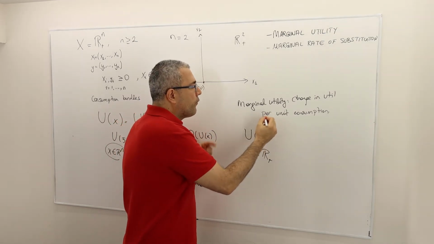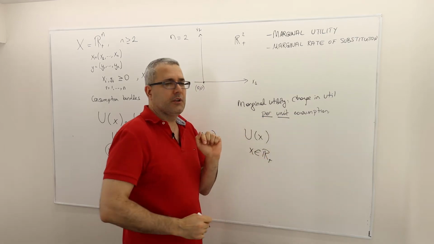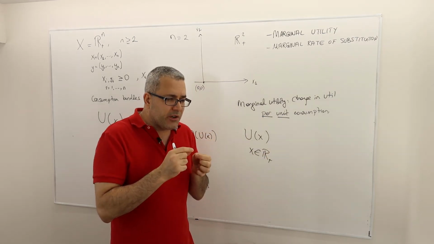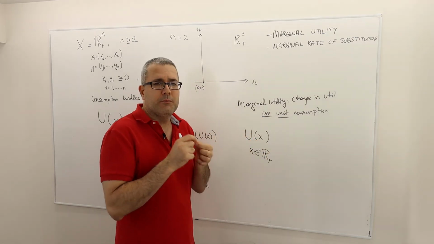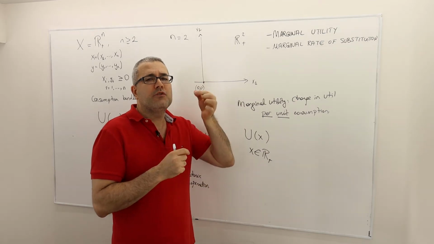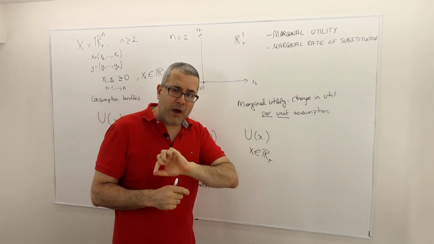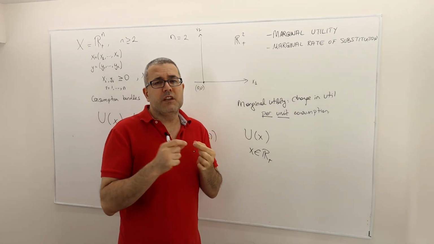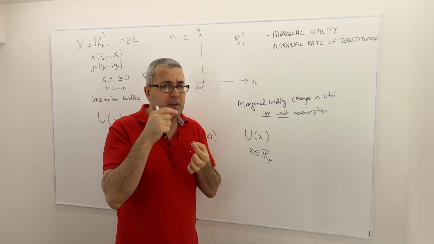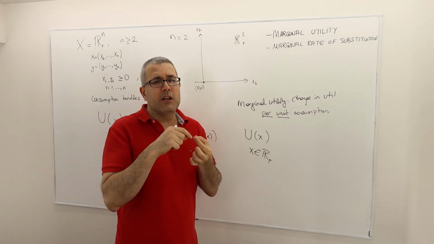For each unit consumption, meaning as you increase x, your consumption, by 1 unit, how much additional utility are you going to get? That might be positive, that might be negative. If it is positive, that means you're getting happier. If it is negative, that means you're getting worse off.